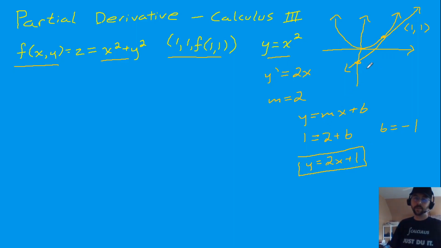And if you plug in 0 for x, you'll see that this goes to the point. Oh, sorry, this is supposed to be minus 1. 2x minus 1, because this was negative 1. So this goes to the point 0, negative 1.